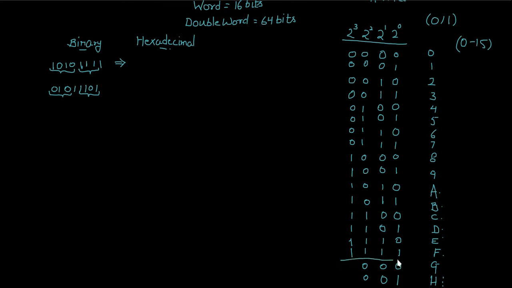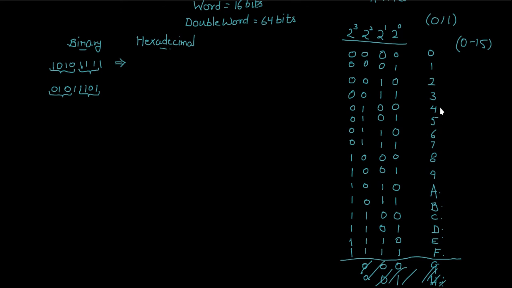Alright, so we are going to mark a line here because we are only considering the values from 0 to 15. So 0 to 15 means hexadecimal. And you can see that this number is actually the sum of the numbers of 2 raised to the power numbers where the bit is set to 1.